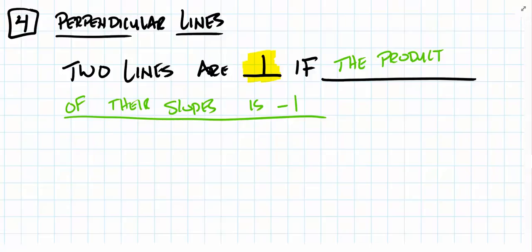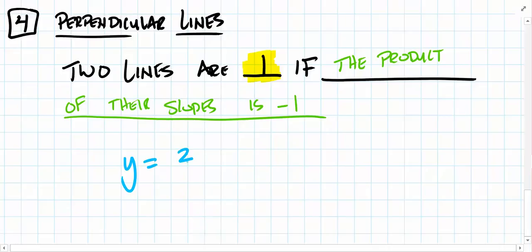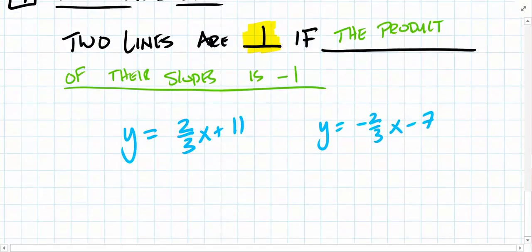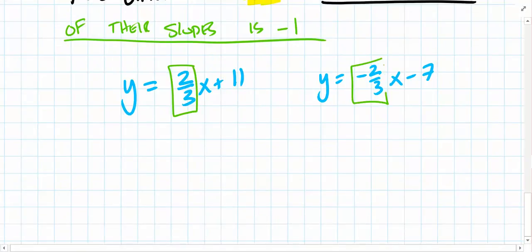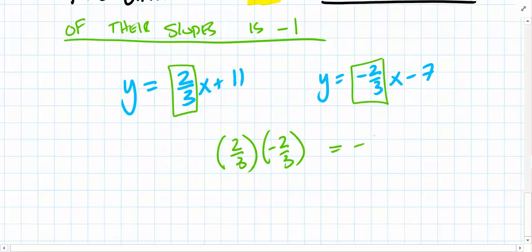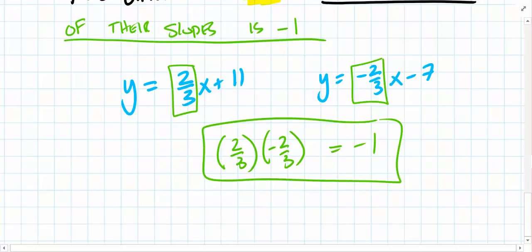So let's say I give you the example y equals 2/3 x plus 11 and y equals -2/3 x minus 7. Okay, I have two different lines here. The slope of the first line here is 2/3. The slope of the second line is -2/3. When I multiply 2/3 by -2/3, I get -1. That's what guarantees that the two lines are perpendicular. The fact that the product of their slopes is -1.